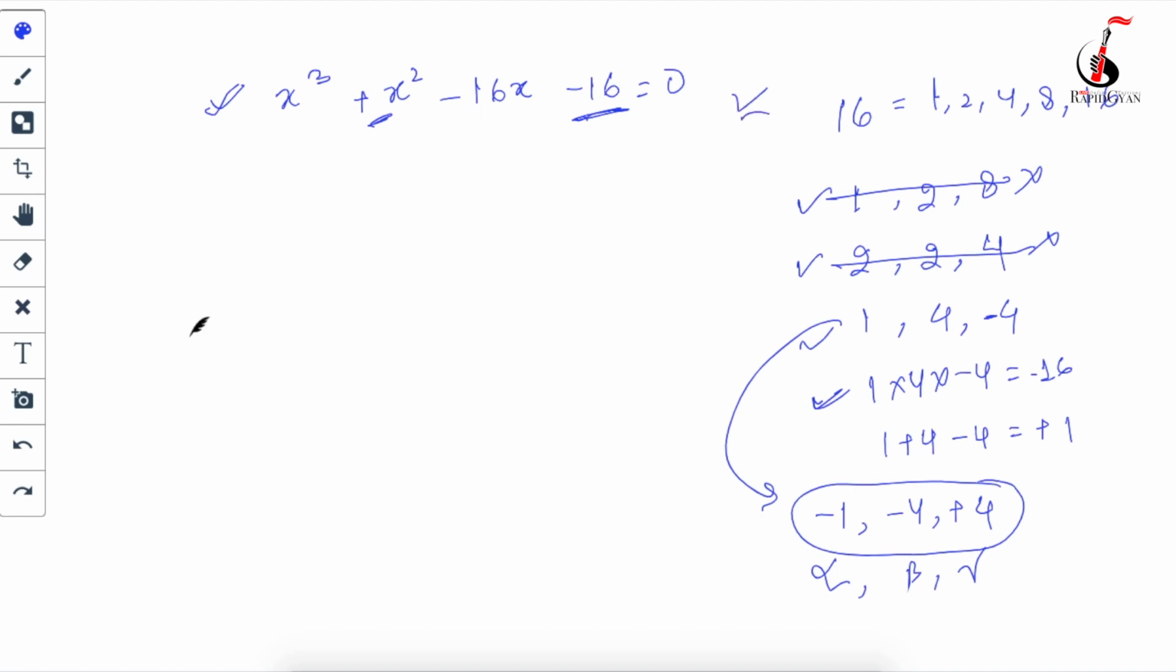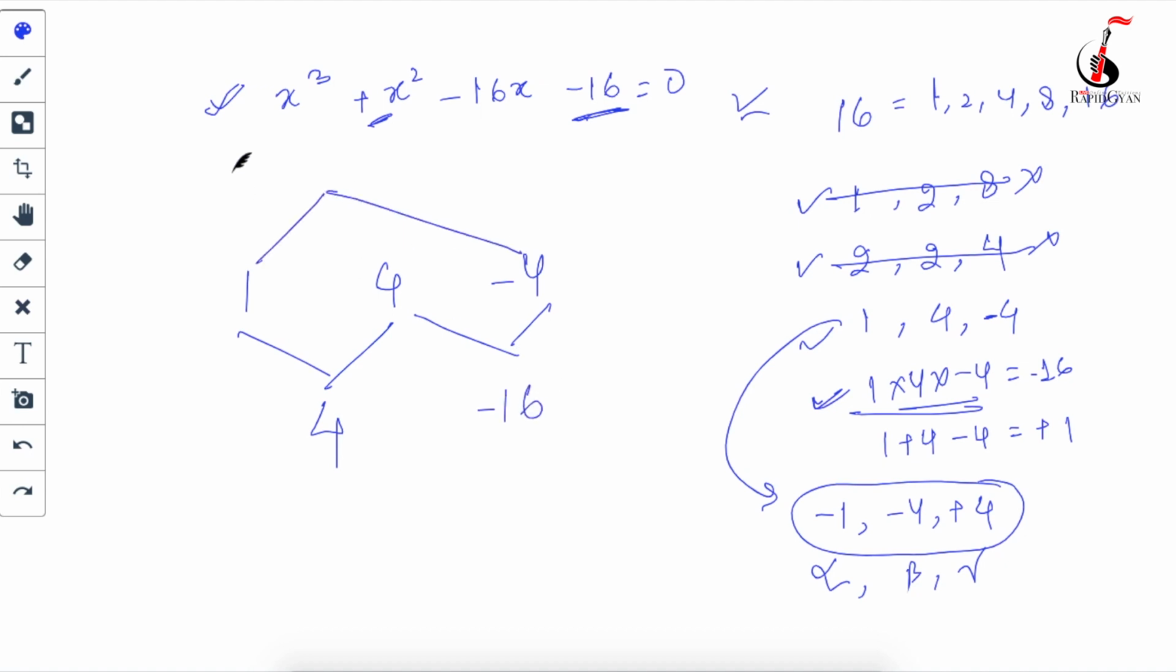Now if you want to cross verify, write it over here: 1, 4, minus 4. 4 times minus 4 will be minus 16. 1 times minus 4 will be minus 4. Now see here, minus 4 plus 4 becomes 0, plus minus 16 will be minus 16. See here, it's minus 16. So your answer is minus 1, minus 4, plus 4. Hope you guys understand this.